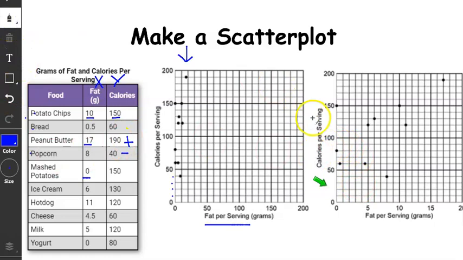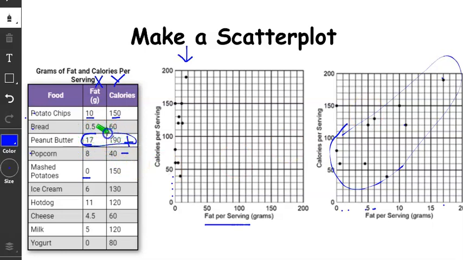Now look at your graph. I'm going to circle the points, and look what happens. Can you see a correlation between the grams of fat and the calories per serving? What's happening as you are getting more grams of fat? What's happening to the number of calories? Look, they're getting higher. Here is 17 grams of fat, and that calorie amount is 190. And right there it is. And that was peanut butter.